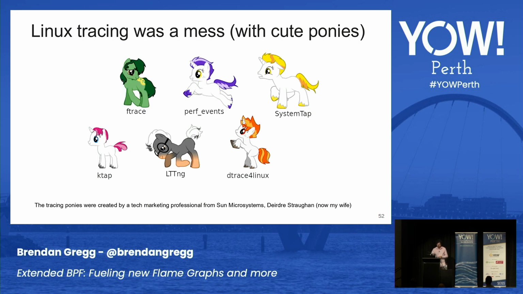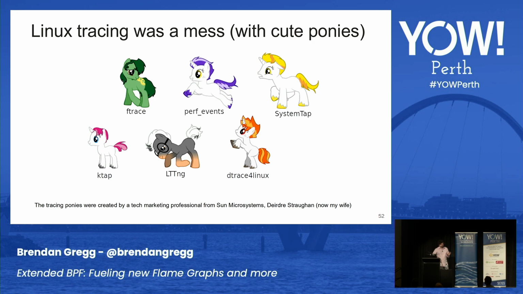Linux tracing used to be a mess with cute ponies. When I started on Linux in 2014, there was ftrace, perf_events, SystemTap, ktap, LTTng, DTrace for Linux. There were actually 14 different tracers for Linux, and none of them were really complete and did everything for every environment, like working across all the distributions.